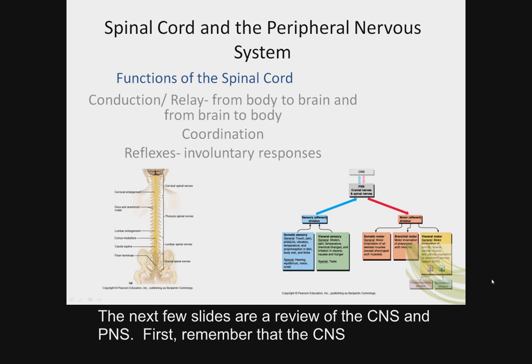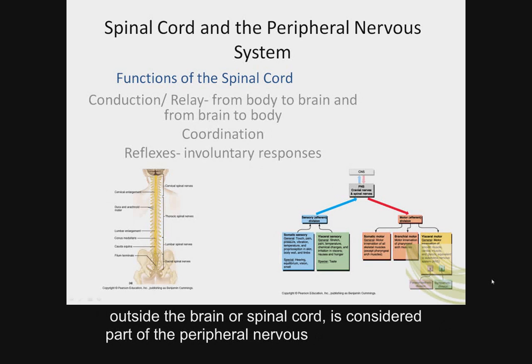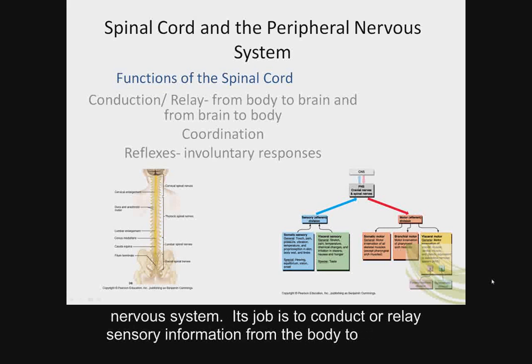The next few slides are a review of the central nervous system and peripheral nervous system. First, remember that the central nervous system is composed of only brain and spinal cord. Any nerve or neuron cell body found outside the brain or spinal cord is considered part of the peripheral nervous system. The spinal cord is really a, quote, go-between the brain and the peripheral nervous system.